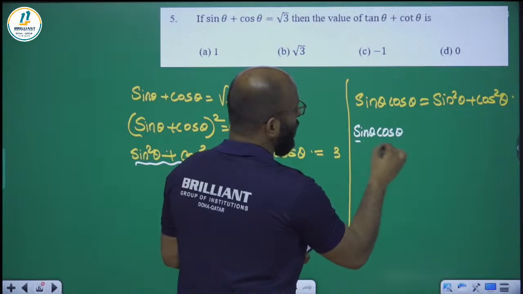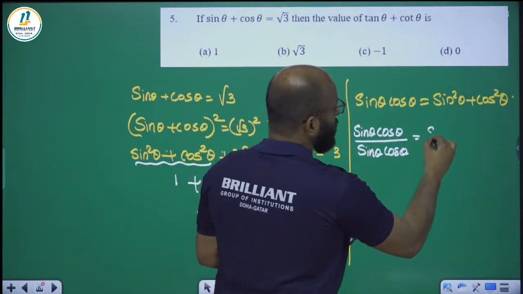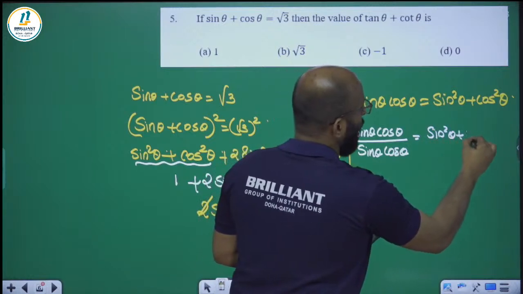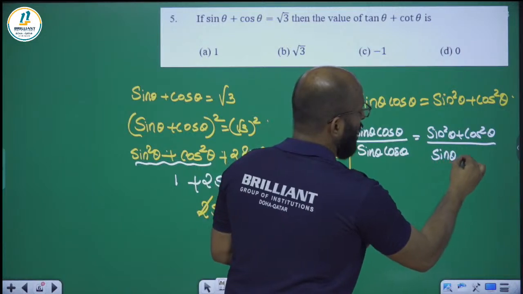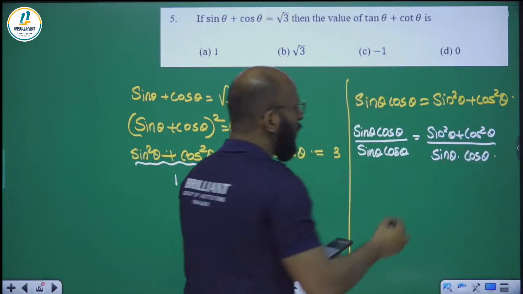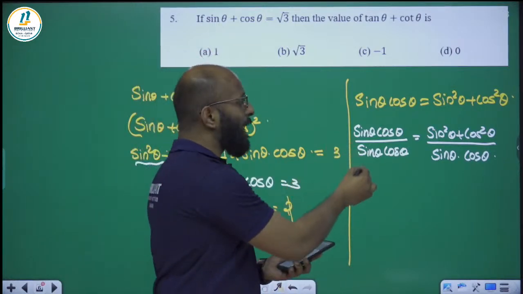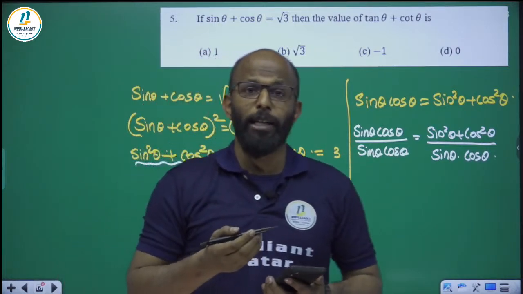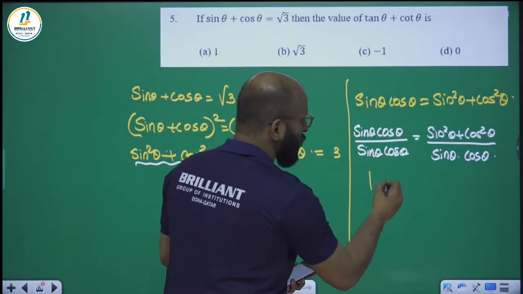Sin theta cos theta divided by sin theta cos theta is equal to (sin square theta plus cos square theta) divided by sin theta into cos theta. Now when you look into the left hand side, sin theta cos theta by sin theta cos theta, same function, numerator and denominator are the same, so we can cancel each other. We'll get LHS as 1.